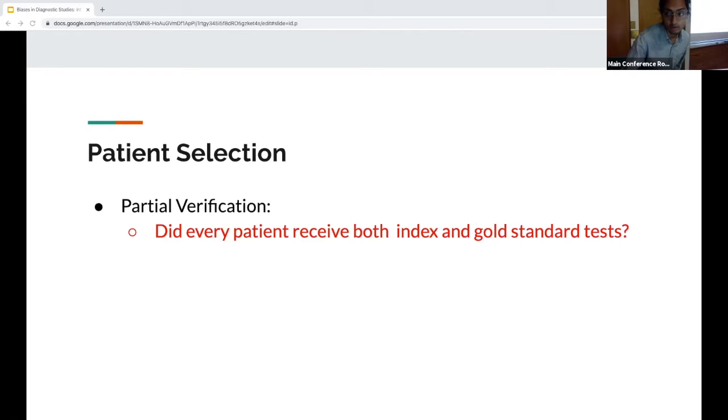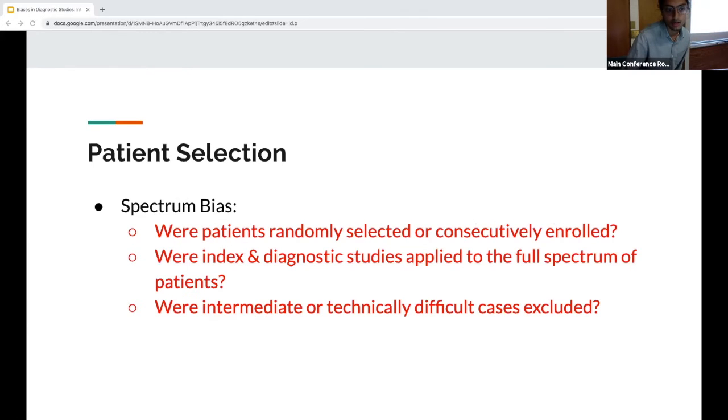So at least with this paper, one of the big parts is that every patient essentially received both the index test, the bedside sonogram, and the ultrasound. So that's a huge positive. Moving on to the question of spectrum bias. Can you go back one slide?